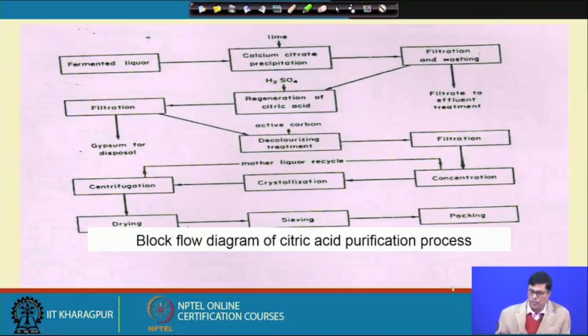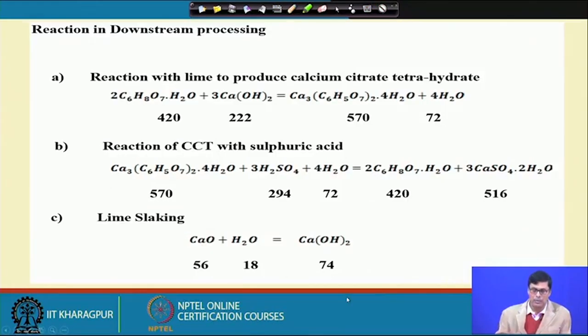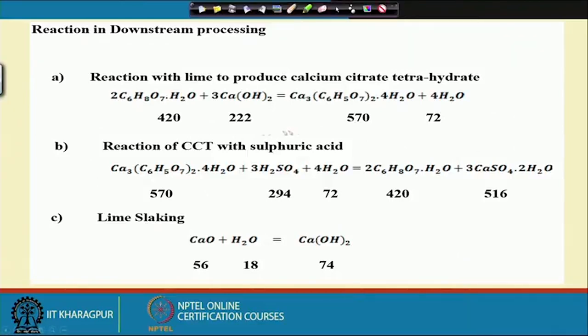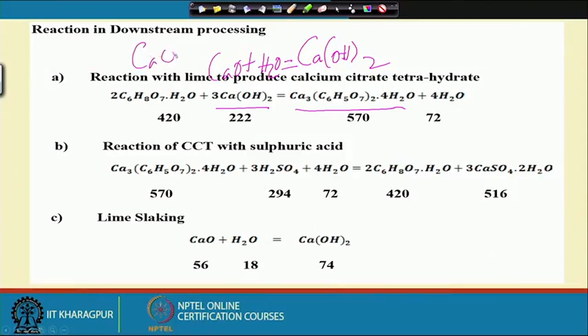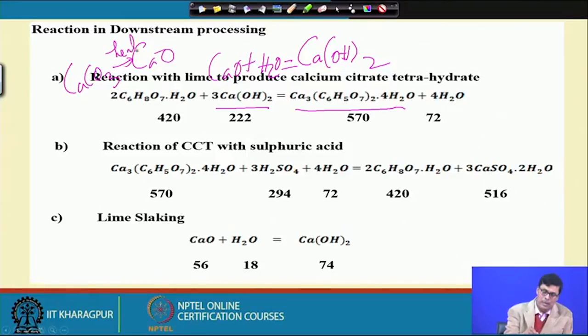This is how we can do it. Now the question comes, how can we do the material analysis of the process. For citric acid and calcium citrate formation, how much lime is required? As you know, lime, this calcium hydroxide, is produced from calcium oxide plus H2O. Now how is calcium oxide formed? From calcium carbonate. If you heat calcium carbonate, it gives calcium oxide and carbon dioxide.